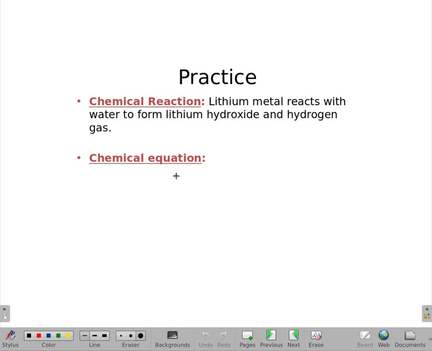All right, so let's practice that with a word one. So I got one here. It says we're going to take lithium metal, react it with water to form lithium hydroxide and hydrogen gas. All right, so I'm going to start with the lithium metal. And metal implies solid, so I'm putting down solid.